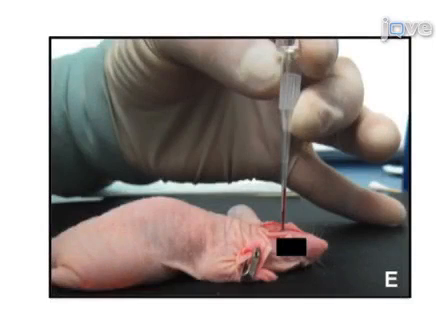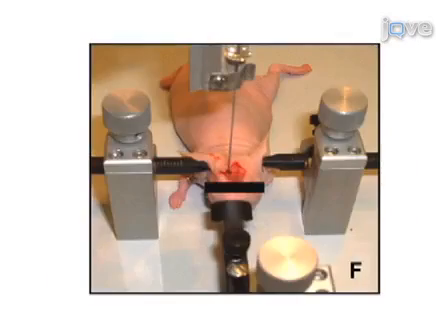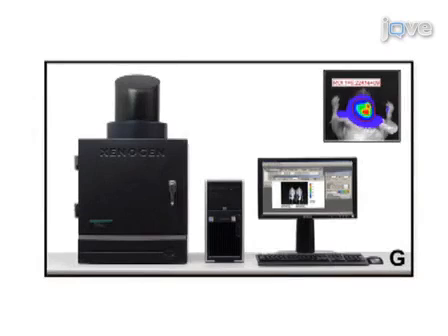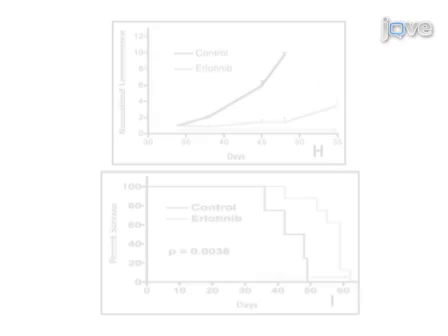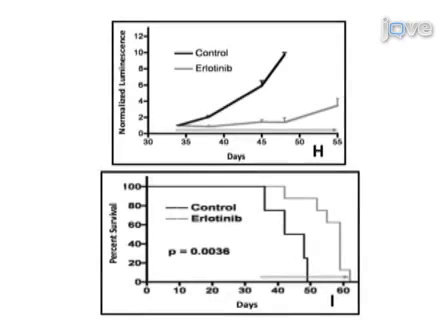Following surgery, the rate of tumor growth and response to treatment is monitored using a bioluminescence imaging station, survival analysis, and histopathological and protein expression analysis. The resulting data can then be used to evaluate the efficacy of experimental brain tumor therapies.